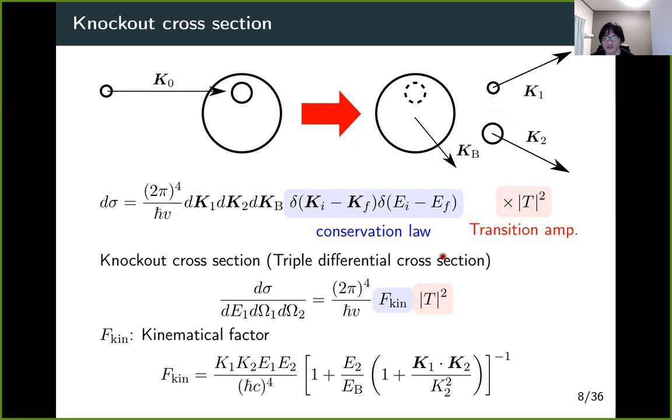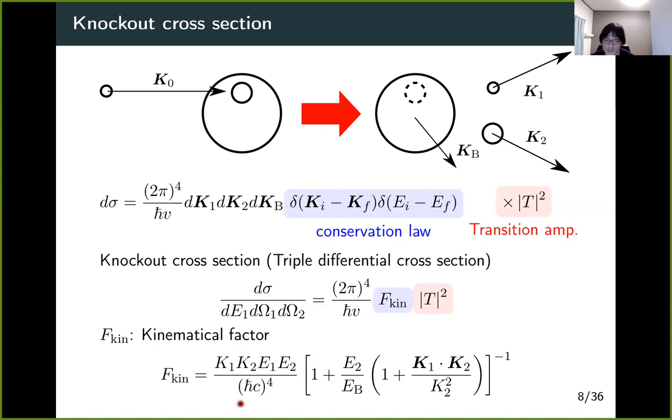And there are 5 degrees of freedom of kinematics, and of course you can choose them freely, but what we usually choose is, first, the kinetic energy of the emitted proton, and the other 4 are the solid angles. So these each have 2 degrees of freedom. Omega 1 and omega 2 are the emitted directions of the emitted proton and the emitted alpha particle. This is what we call the triple differential cross section, and this is the most exclusive cross section in kinematics.